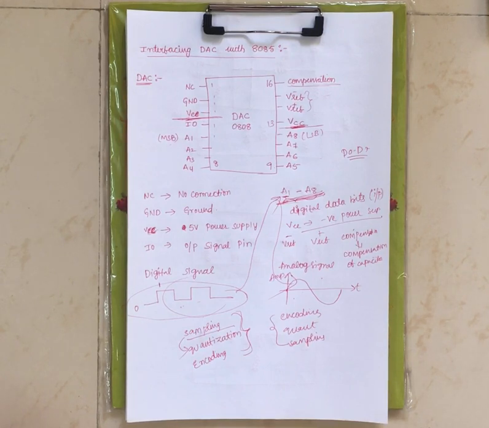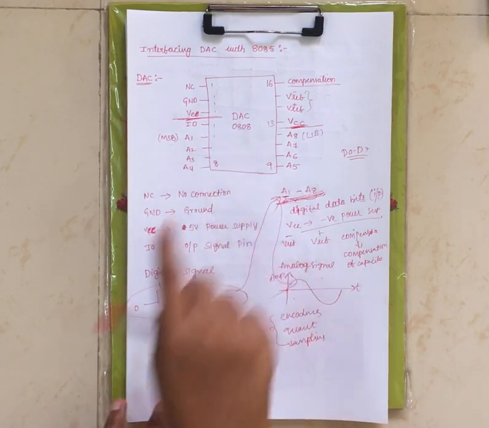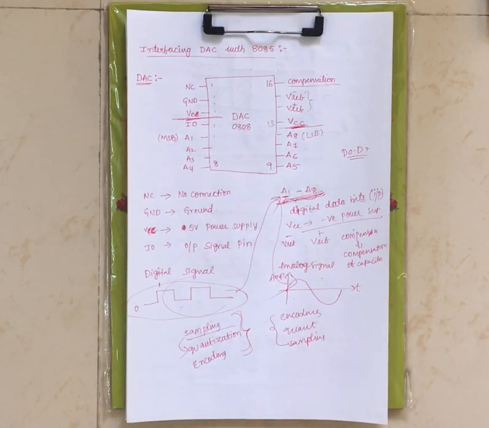Just remember what is digital signal, what is analog signal, and what steps are included in order to convert digital to analog or analog to digital. DAC is nothing but a digital to analog converter, which converts digital signal to analog signal. This is a brief description of what we have seen till now. Next we will see interfacing of this DAC 0808 with your 8085.